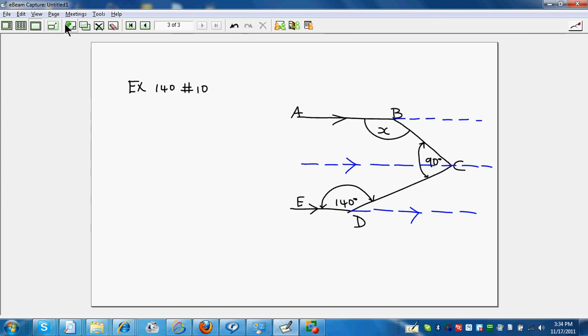What type of relationships are we able to find? Now, if we are able to find this angle here, then all we'd have to do is subtract it from 180 and we would get x. So let us call this angle here theta, and see what we could deduce.